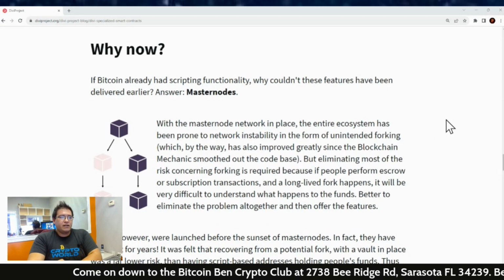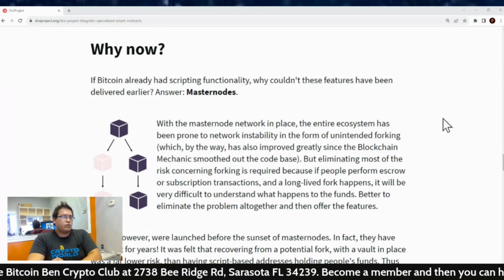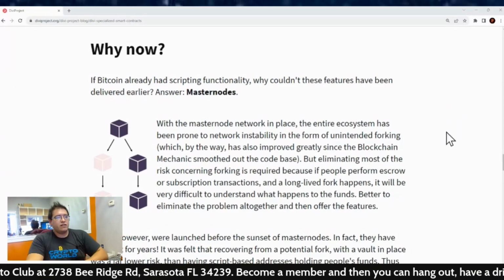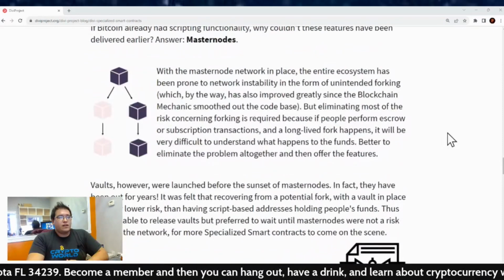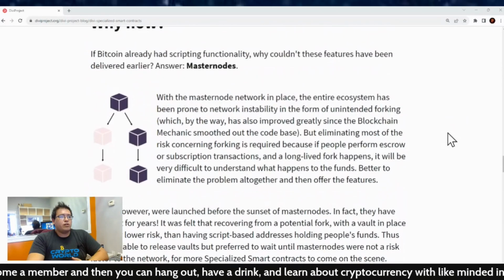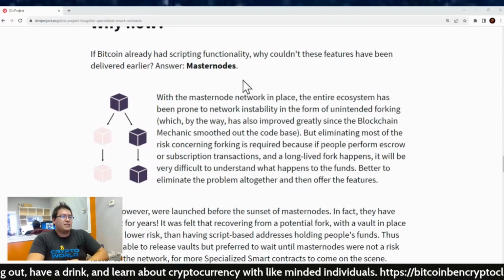But eliminating most of the risk concerning forking is required because if people perform escrow or subscription transactions and a long-lived fork happens, it will be very difficult to understand what happens to the funds, and better to eliminate the problem altogether than offer these features. So that's why the vaults are replacing the masternodes.